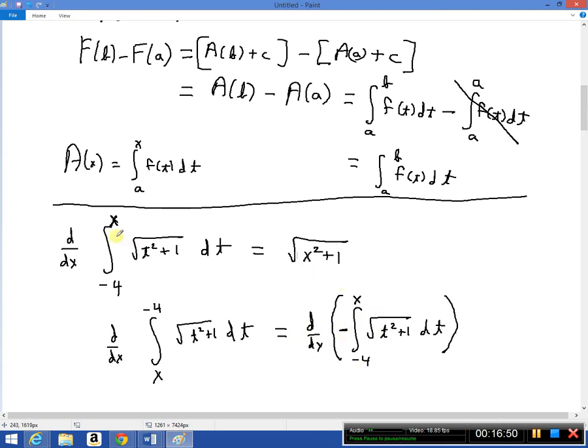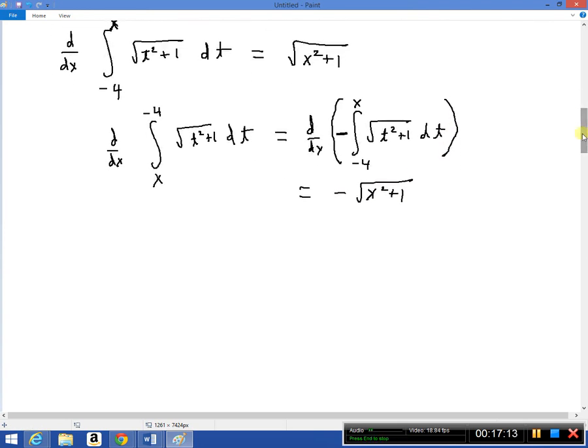And now I can just read off the answer from up above, because this is the derivative of an area function. That minus doesn't do anything. It's just going to sit there and watch while I take the derivative of what's inside there. And so the answer is simply minus the square root of x squared plus 1. So that's pretty easy.